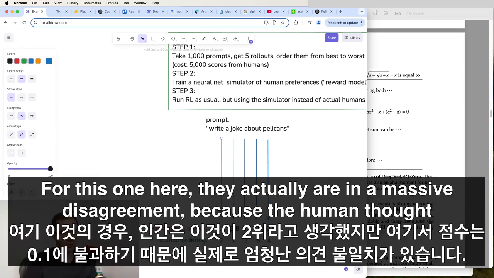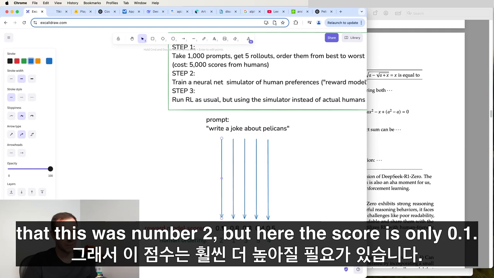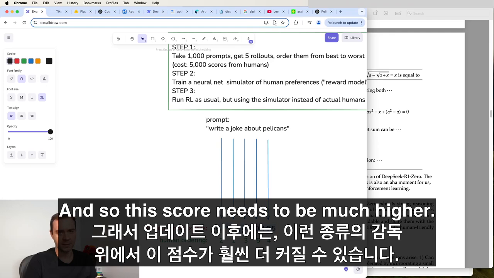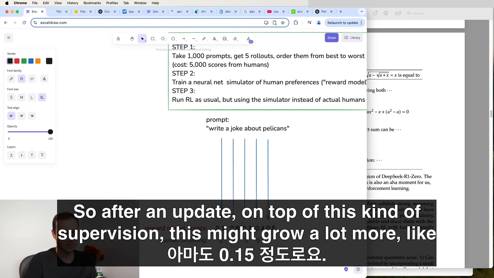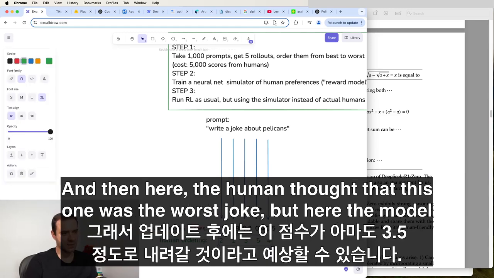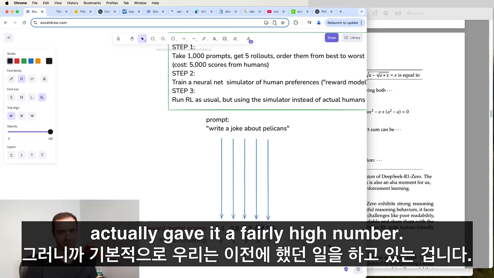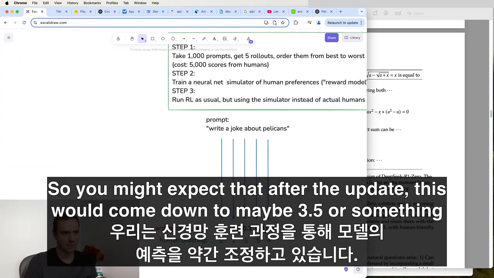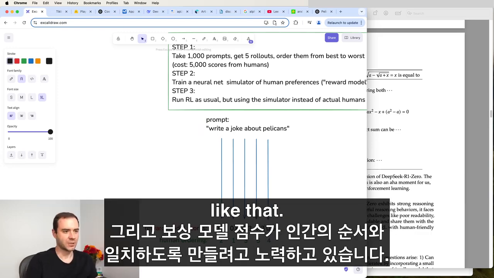For this one here, they are in massive disagreement, because the human thought that this was number 2, but here the score is only 0.1. So this score needs to be much higher. After an update on top of this kind of supervision, this might grow a lot more, maybe to 0.15 or something like that. And then here, the human thought that this one was the worst joke, but the model gave it a fairly high number. So you might expect that after the update, this would come down to maybe 3.5 or something like that. Basically, we're doing what we did before.